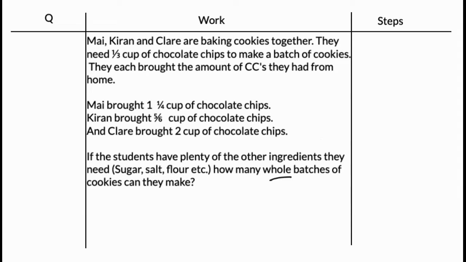make? So in this one, the first thing that we're going to have to do is figure out how many total chocolate chips we have. So to do that, we're just going to take each of these three here and add them together.